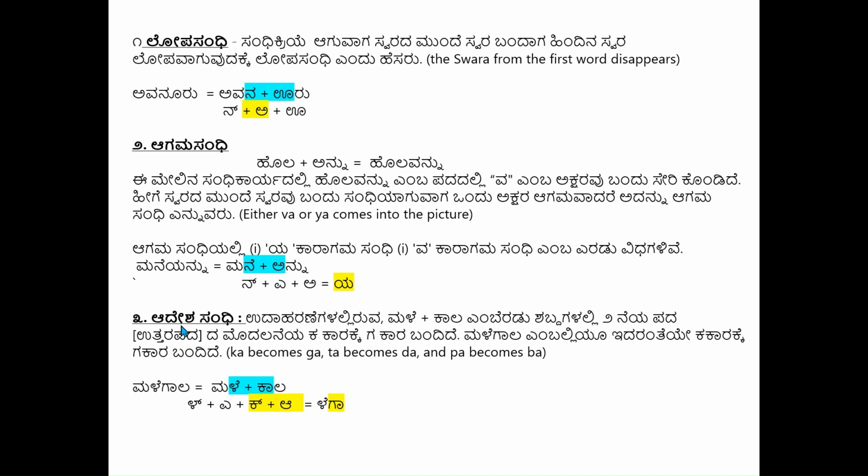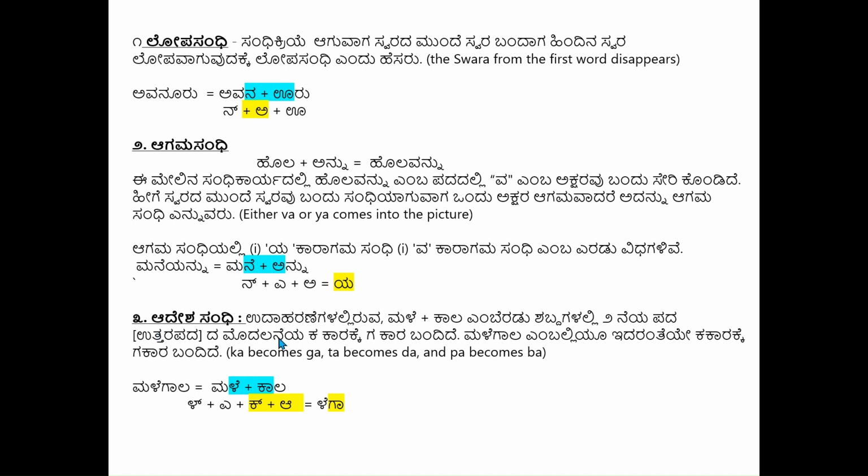Similarly, this is adesha sandhi, where what we are trying to say is, in an example like Malegala, Male plus Kala are the individual components. But when l plus a, which is part of this, and k plus a, which is this, join, they become le and this becomes ga. Malegala. Male plus Kala becomes Malegala. So ka becomes ga. Similarly, in other examples, you will find that ta becomes da and pa becomes ba. So this is an adesha sandhi.